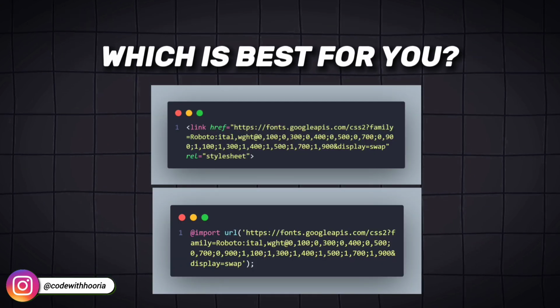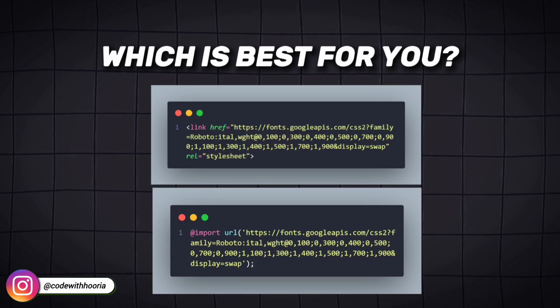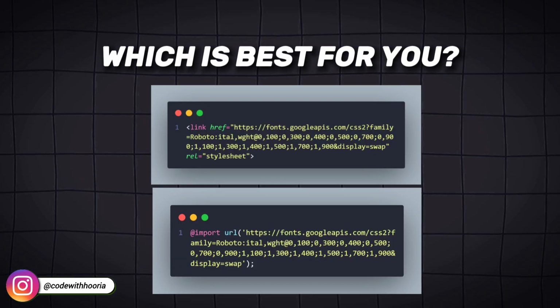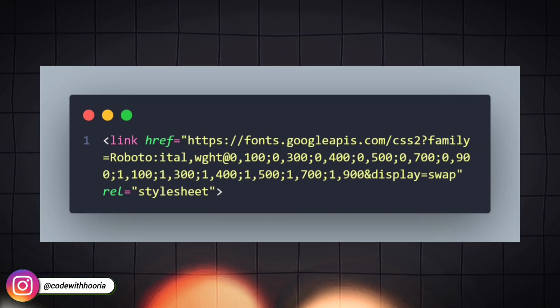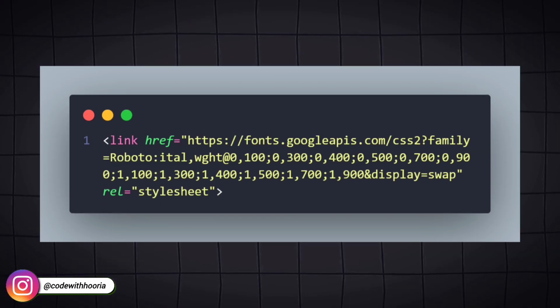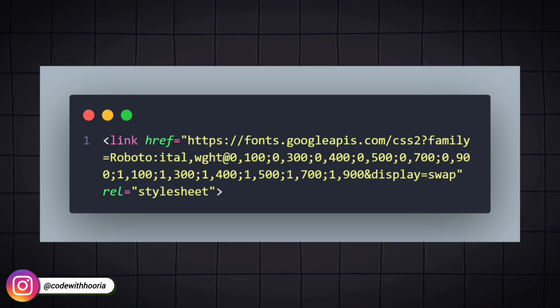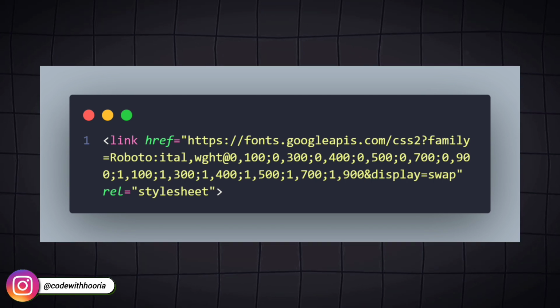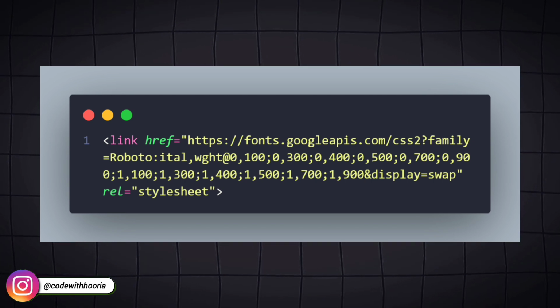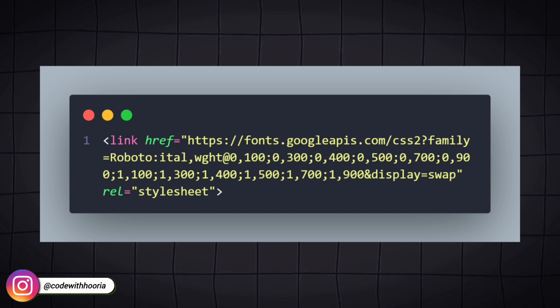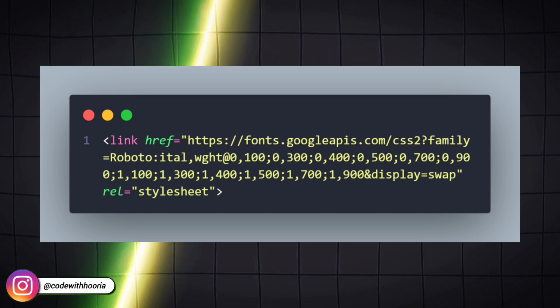Now let's talk about the pros and cons of both methods so you can decide which one works best for your project. When you use the link method in HTML, the font loads faster because the browser starts downloading it right away. It's easy to use and is the most common approach. However, the downside is that you need to add the link to your HTML file, which can be tricky to manage if you are working with multiple files in a large project.